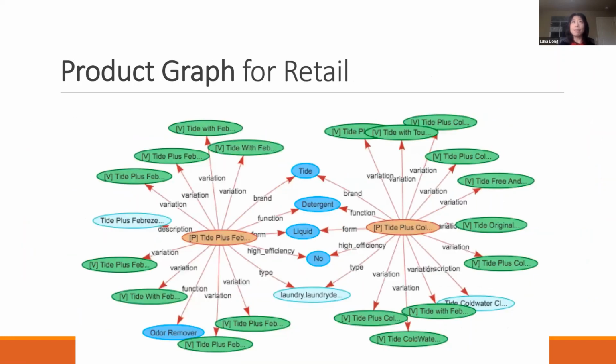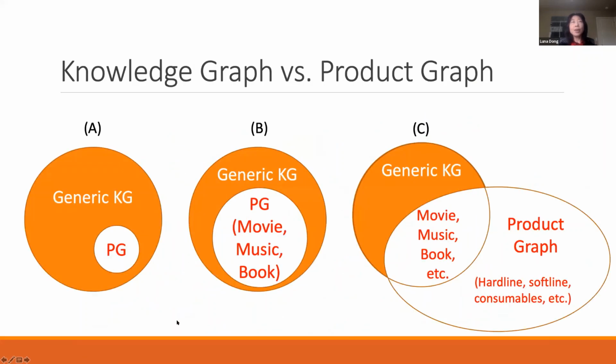Here is another example product graph. This is for retail, and we have the 2 bubbles corresponding to 2 tied products. And the green bubbles correspond to the variations with different sizes, different scents. And we see the information about the products. For example, they have the same brand, the same function. They are both in the liquid form, and neither of them is high efficient. And meanwhile, one of them has some extra function, auto remover. Okay, so the right answer is C.